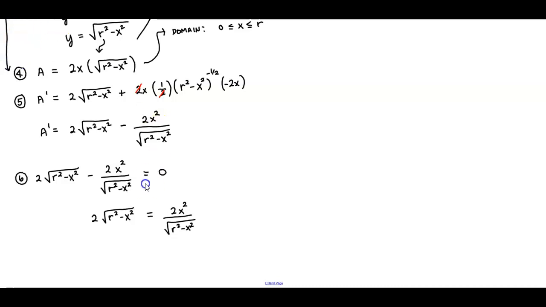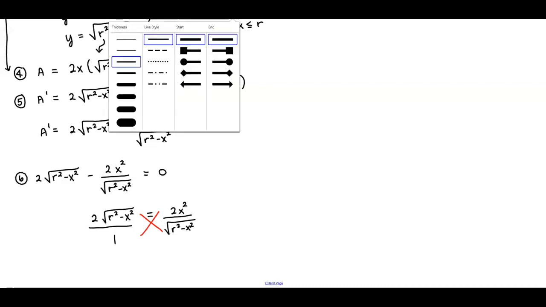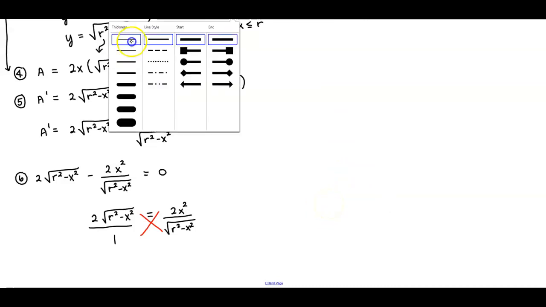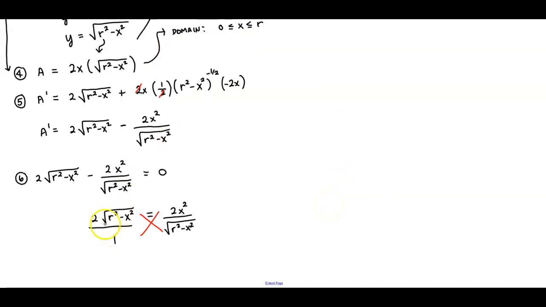Okay. So what we can do here is write this over 1, and then we can just use the cross product since it's a proportion here. So let's go ahead and do that. If we multiply 2 times the square root of rx minus x squared times the square root of rx minus x squared, that gives us 2 times r squared minus x squared. And 1 times 2x squared gives us 2x squared.